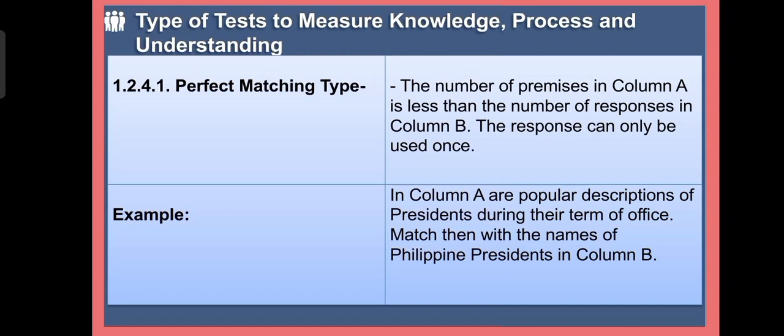So perfect matching type means that in column A there are fewer premises than the number of responses in column B. Each response can only be used once. So to give an example, let's say we have popular descriptions of Philippine presidents during their term of office in column A, and the names of Philippine presidents in column B.